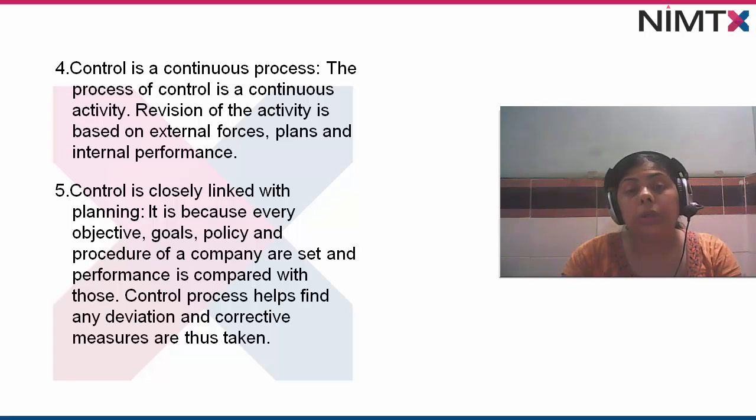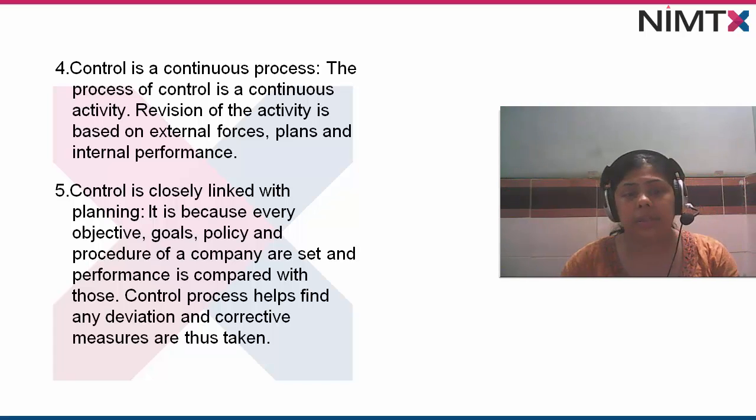Okay, control is closely linked with planning. Why is control linked with planning? Because when the top management plans, they set a standard, and then control sees that the processes that are taking place are happening according to the standards set, according to the plan that has been set. So control therefore is closely linked with planning.